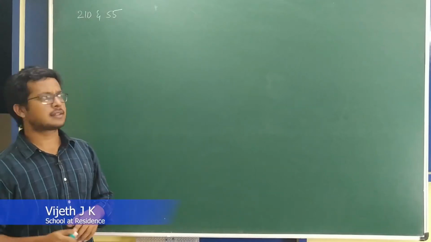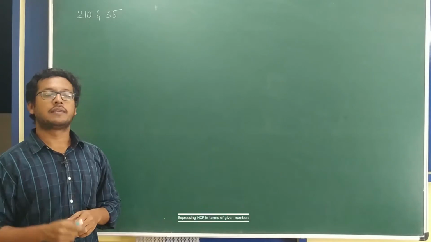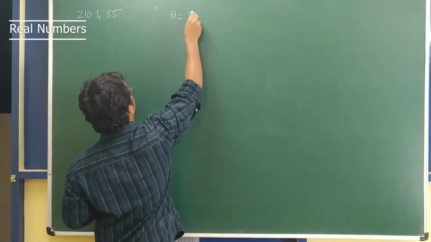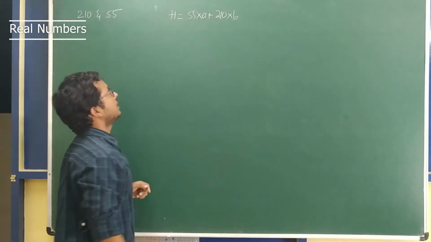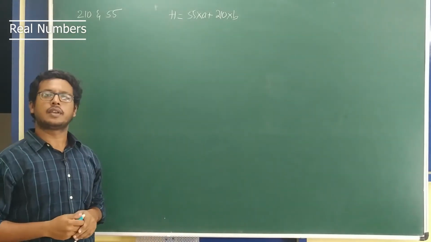Let us study one more example of finding the HCF of 210 and 55, and we'll express the found HCF in terms of 210 and 55, like 55 into A plus 210 into B. Finally, I want to express the HCF in terms of 55 and 210. So how do we do that?